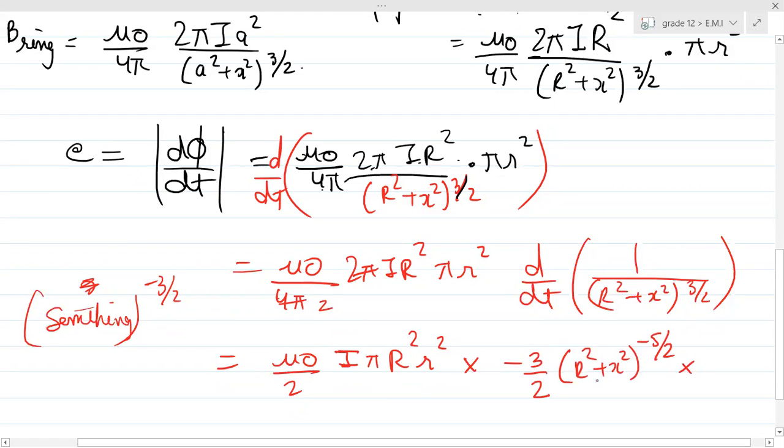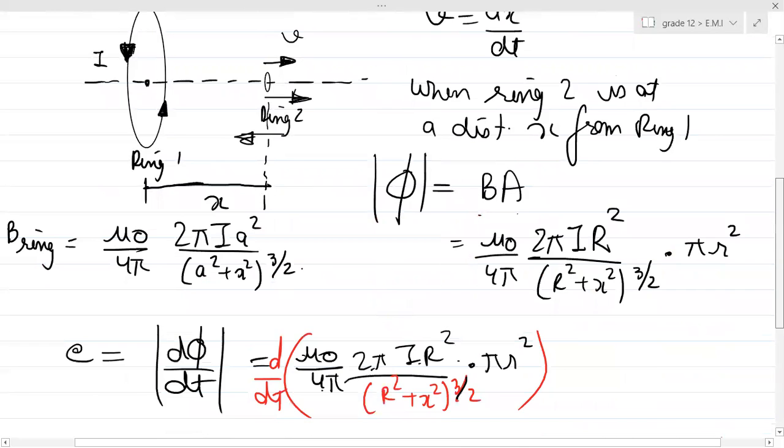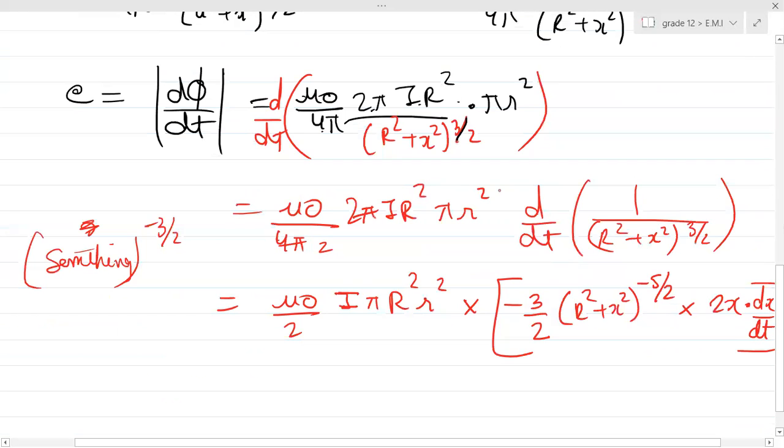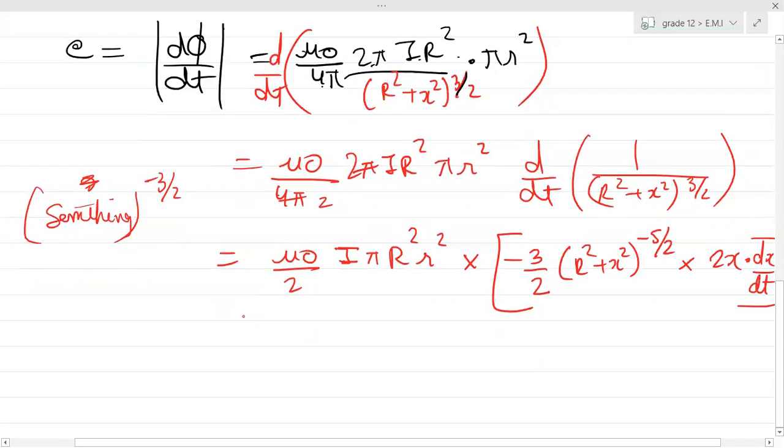multiplied by. Now we'll differentiate this something. When this something is differentiated, r square is a constant. x square will become 2x into dx by dt. And what is dx by dt? dx by dt was nothing but v. See, I applied chain rule over here. So basically, when I differentiate this function with respect to time, I get this. Everyone knows differentiation, right?